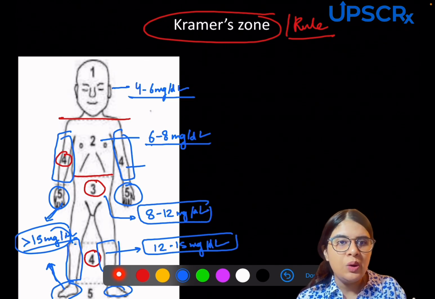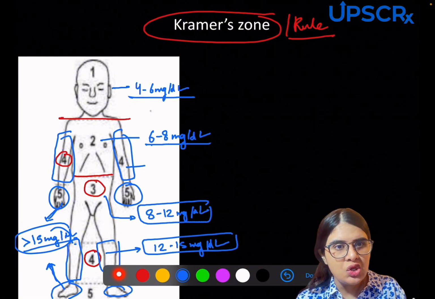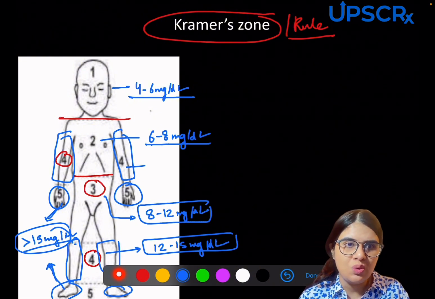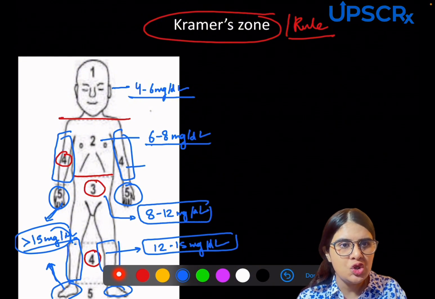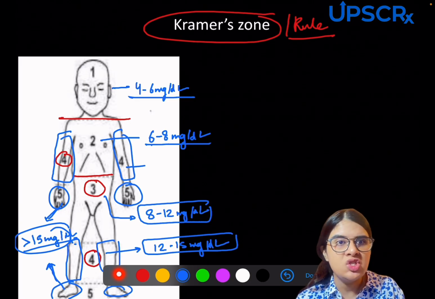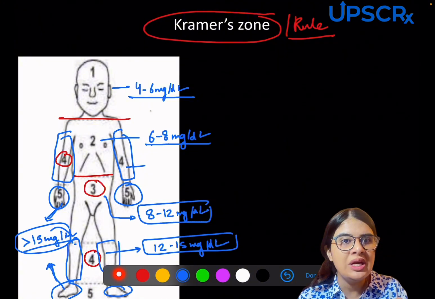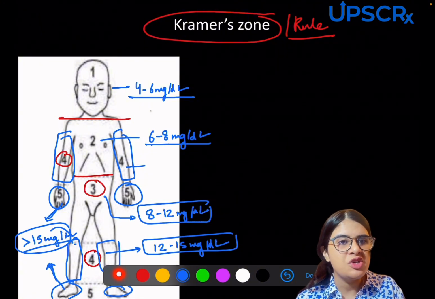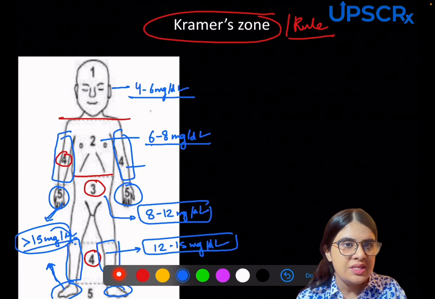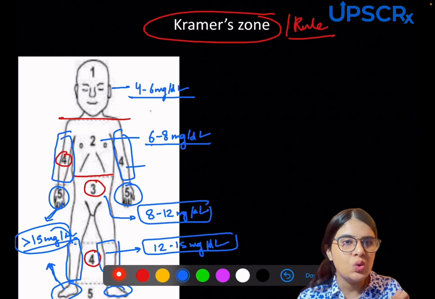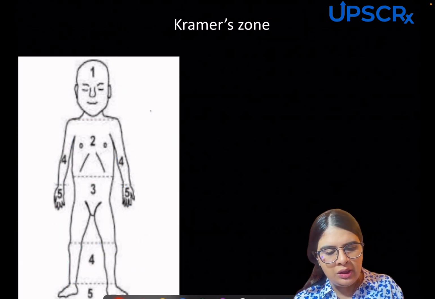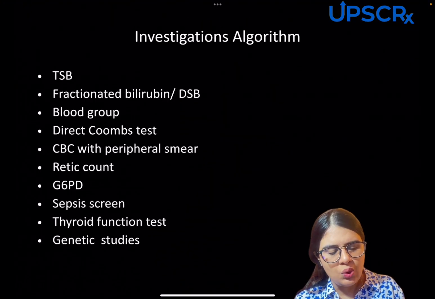If they ask you about the algorithmic approach to jaundice, this is the first thing you have to do. You have to see whether the baby is conscious, alert, not lethargic. Then you will check the severity of jaundice by visual assessment. You will apply Kramer's rule and see whether the jaundice is very severe, that is, whether it is staining the palms and soles or not. So that's about Kramer's zone or Kramer's rule.